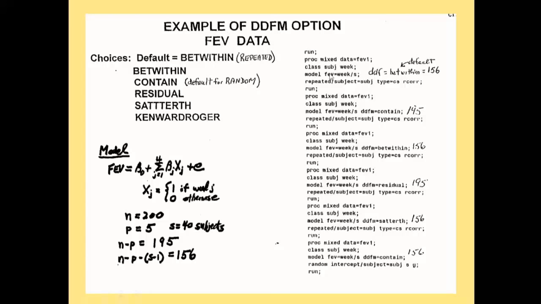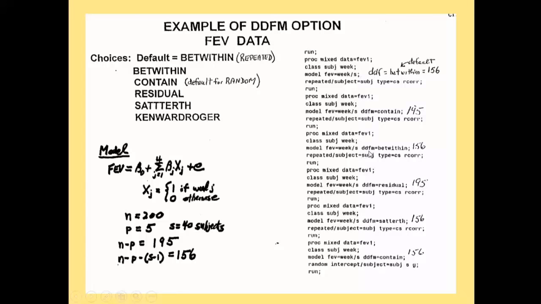When I actually run this model using the default, between within, if you go down here, the third thing, you see it says DDFM equals between within. That's where I'm telling the computer the code. If I do that, the denominator degrees of freedom that I get in the output, even though I'm not showing you the whole output, is 156, not 195. And that's what I actually get if I run it without saying what I'm using. I use the default, I'm doing between within.